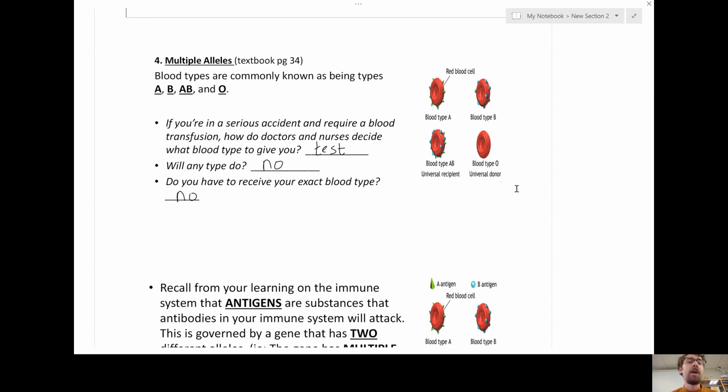All right, so we're going to wrap this up with multiple alleles. The most common multiple allele example deals with blood types. You might know that there are 4 common blood types: A, B, AB, and O. This matters if you need blood transfusions. If you donate blood, they're going to test it and see what blood type you have. You can't always receive any type of blood. It does matter which type you receive, but it doesn't always have to be the exact same as yours. So we'll talk about why that is.